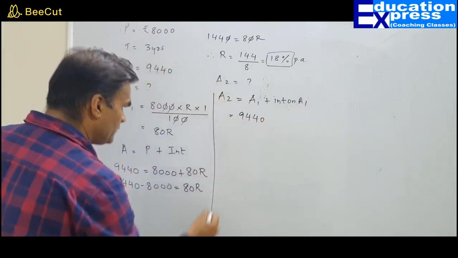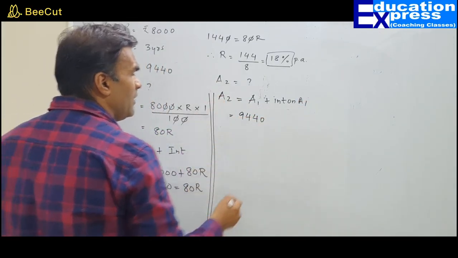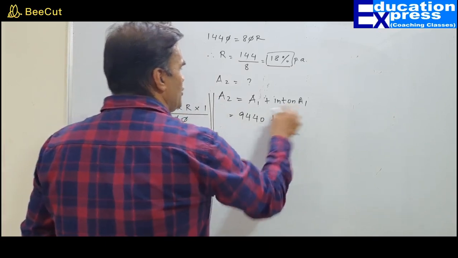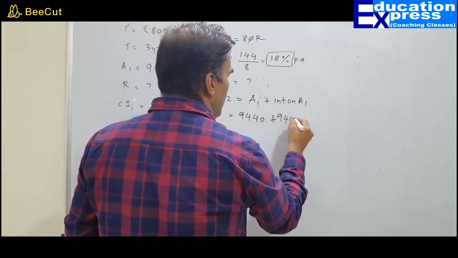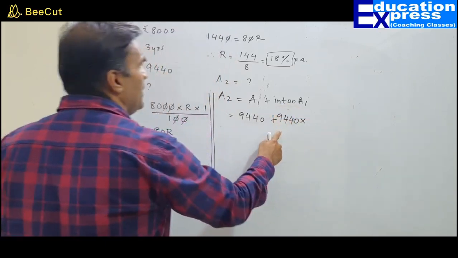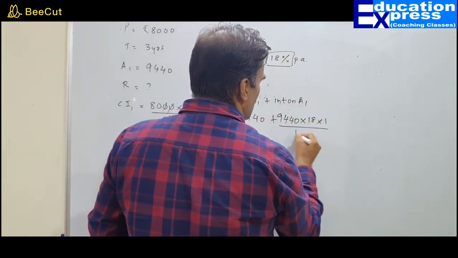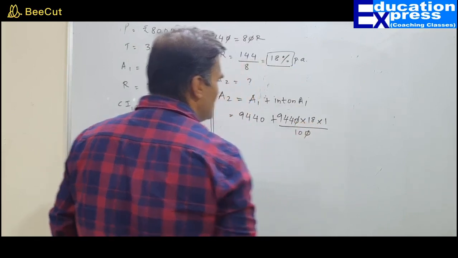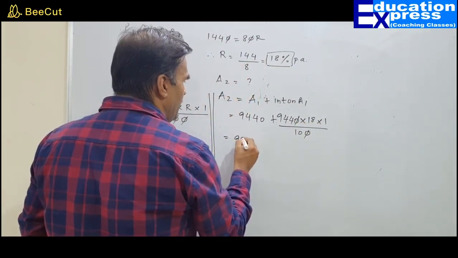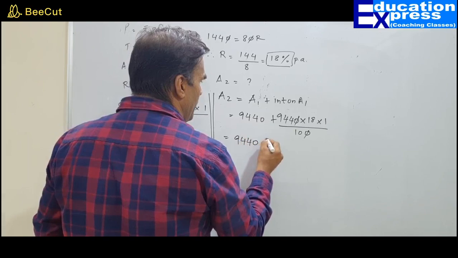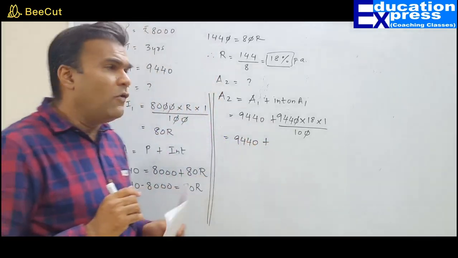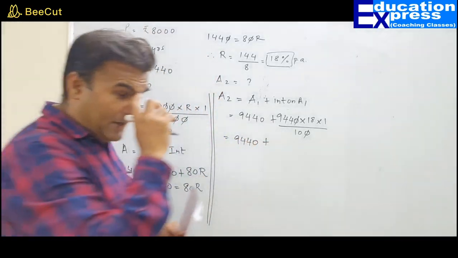9440. Absolutely right. Plus interest on 9440. 9440 multiplied by the rate of interest, which is 18% for 1 year. So when you find this, 0 cancels 0. 9440 plus 944 multiplied by 18.